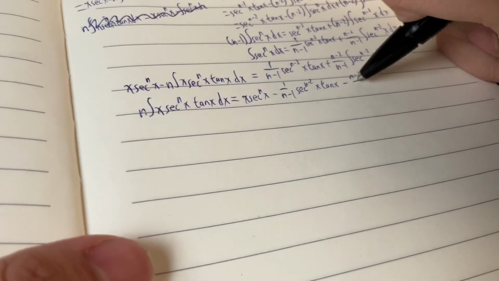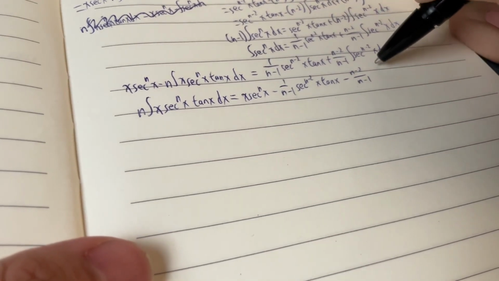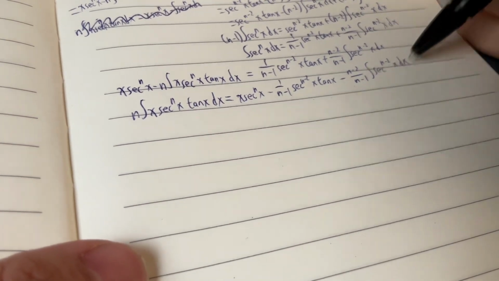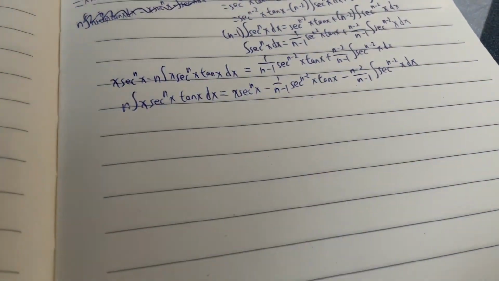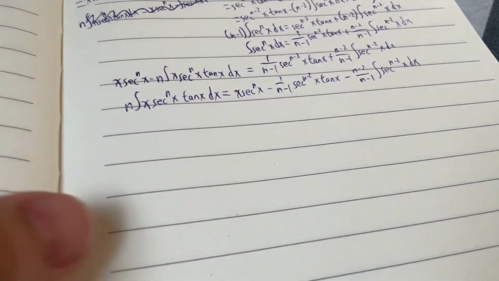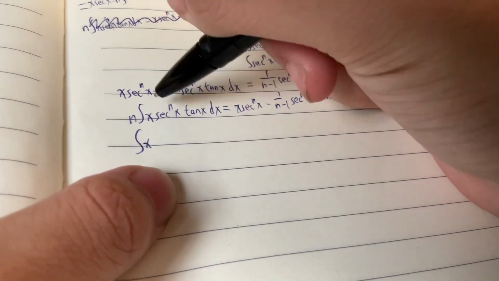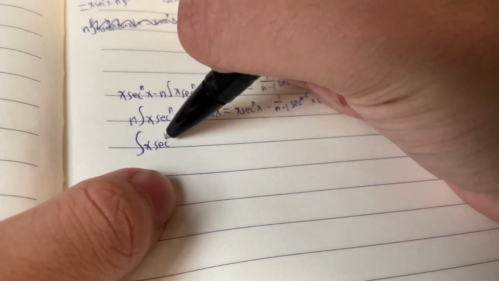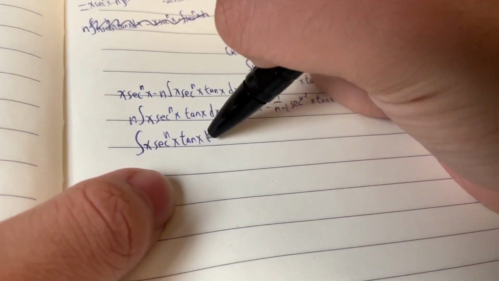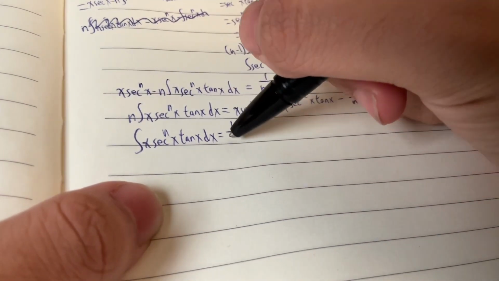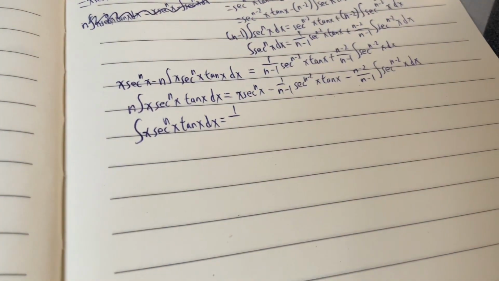Subtract (n-2)/(n-1) times the integral of secant power of (n-2)x dx. Finally, we just need to divide by n on both sides. So, ladies and gentlemen, the reduction of x times secant power of nx tangent x dx is equal to, I like to write the constant as this. You can also just divide by n, up to you.